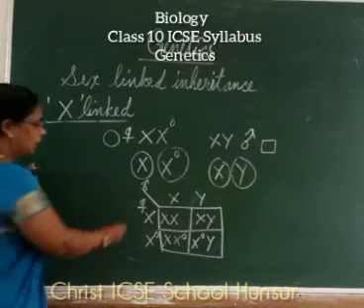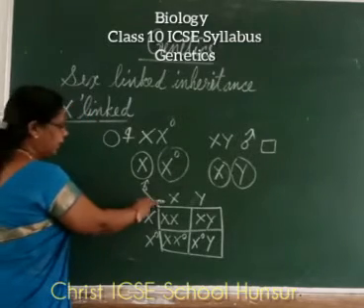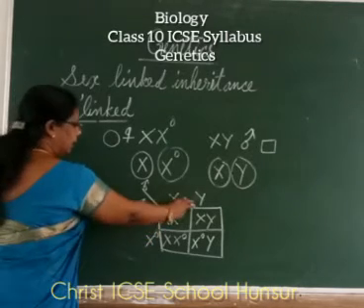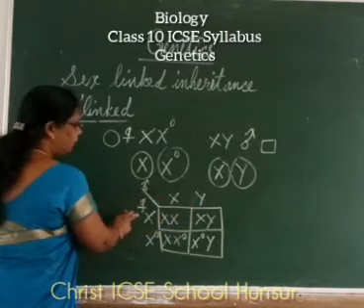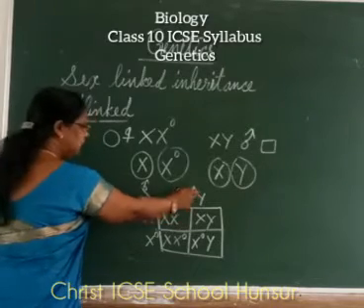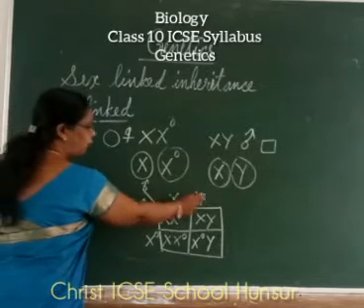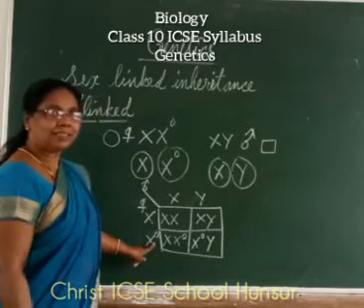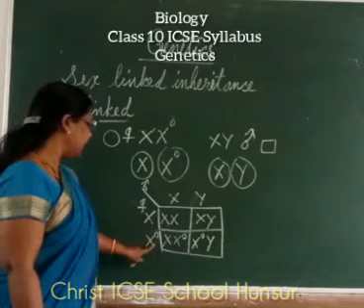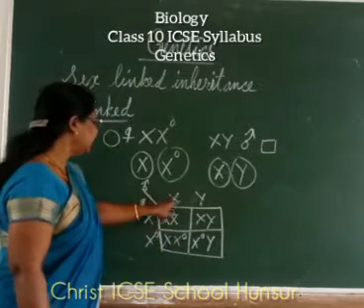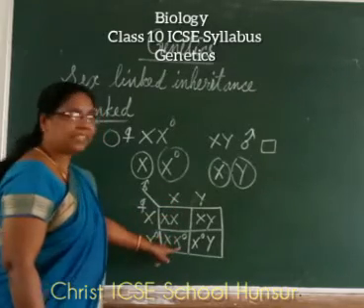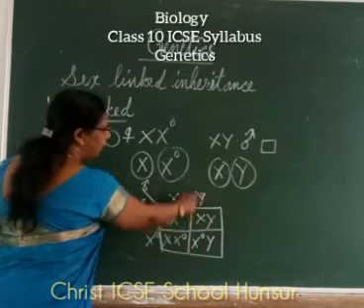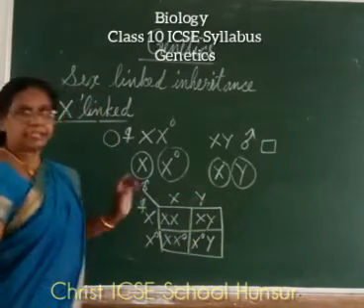Got it? Once more. This X with this X, XX. Okay? Then this X, this is a female egg, this is the male sperm, X with Y, XY. And this one, X0, that is a carrier one, with this X, both you can see X, X0. The last one, this X0 and this Y, X0Y.